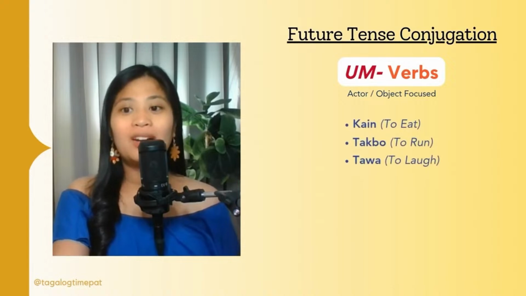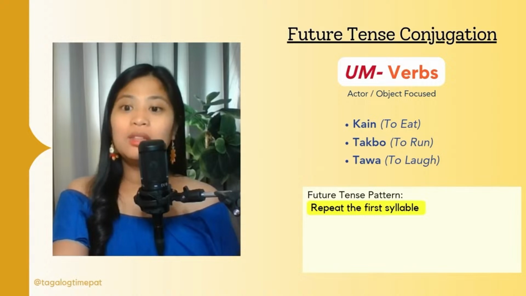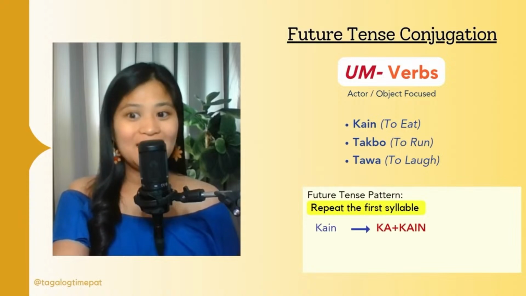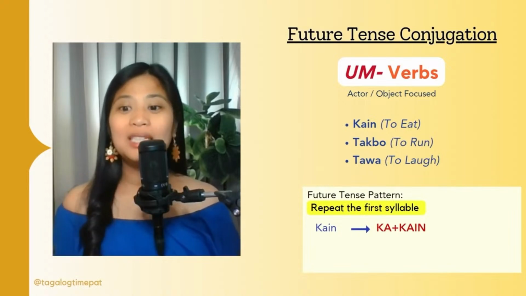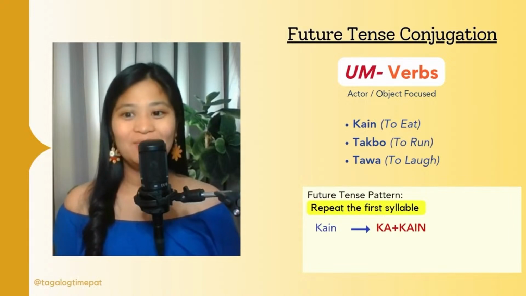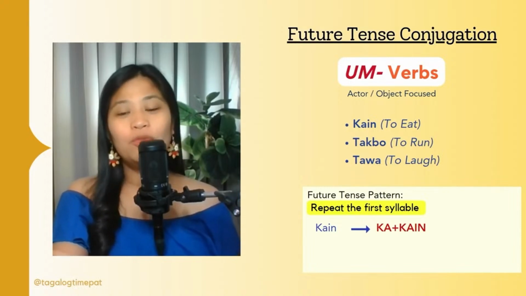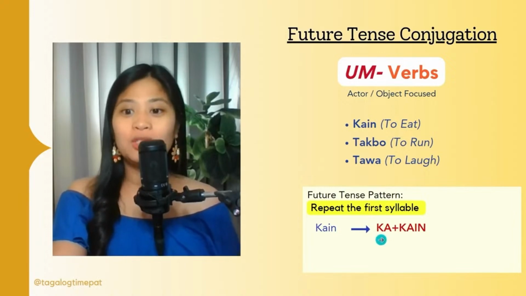Okay, next, um verbs. Our um verbs are kain, to eat, takbo, to run, tawa, to laugh. Now the pattern for um verbs is you repeat the first syllable. So take a look at this. Kain, to eat, becomes kakain. Kakain ako, I will eat. Kakain ako ng pansit. I will eat some pansit. So it's very interesting because now there's no infix at all for future tense conjugation of um verbs. You just simply repeat the first syllable.